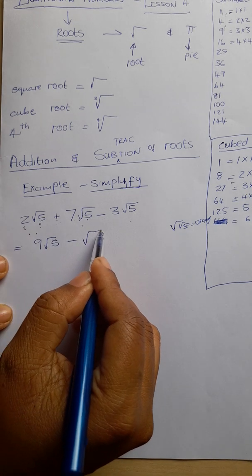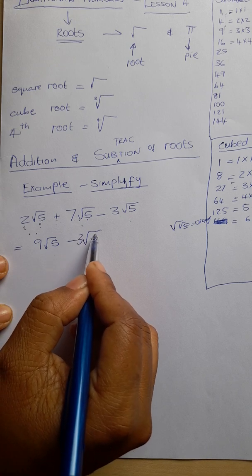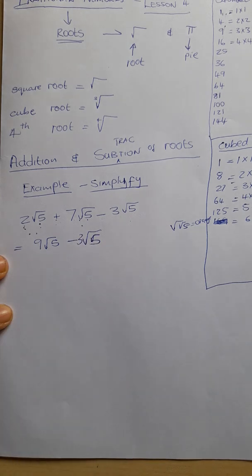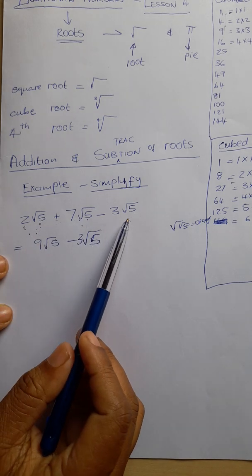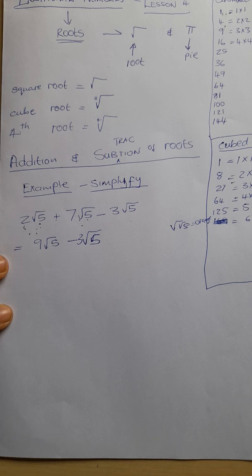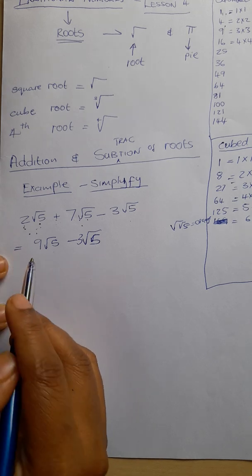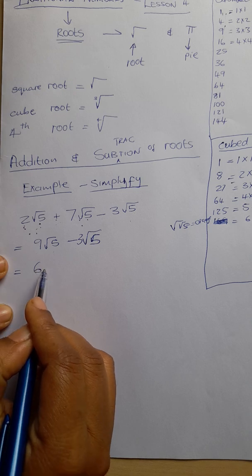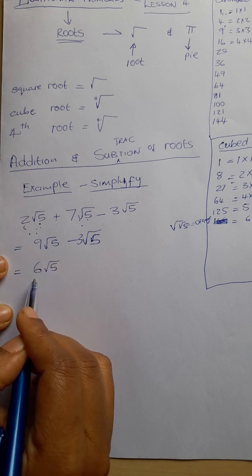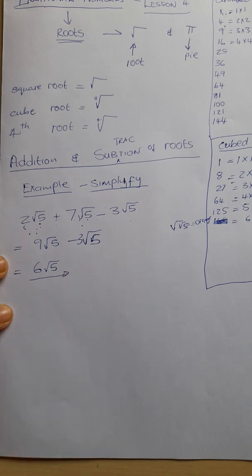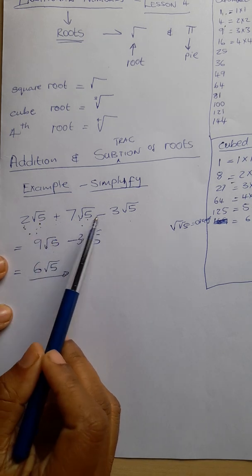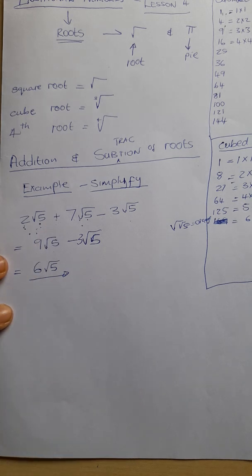Minus, I take that down as it is, 3 root of 5. Remember BODMAS, we start by addition in this problem. So now I have 9 oranges minus 3 oranges, so my answer will be 6 oranges, and I know that an orange is square root of 5. This is the answer. I hope you understand me. You have to look at your root. If it's the same, just assume it's oranges.